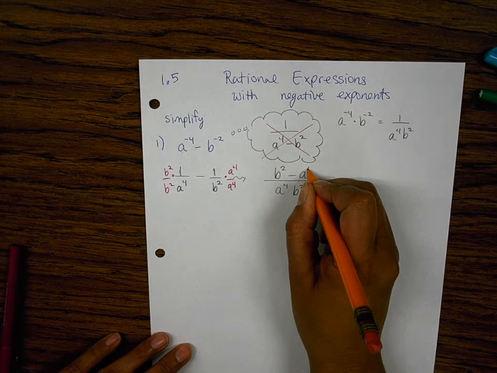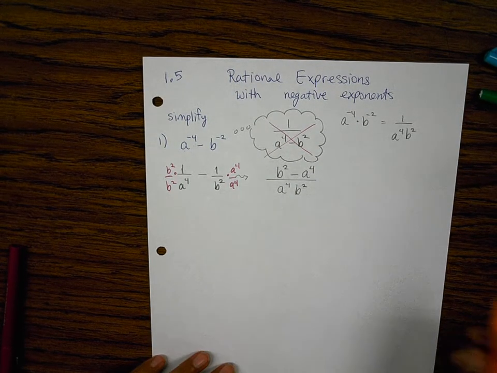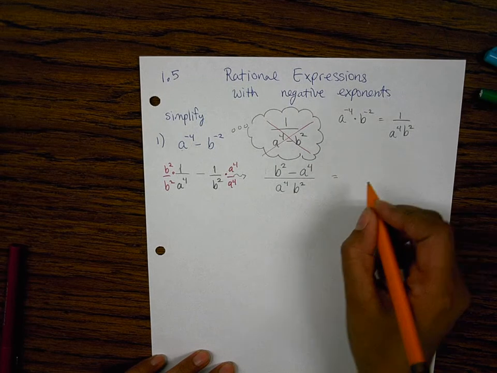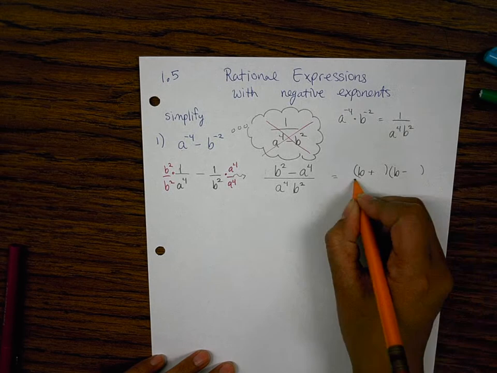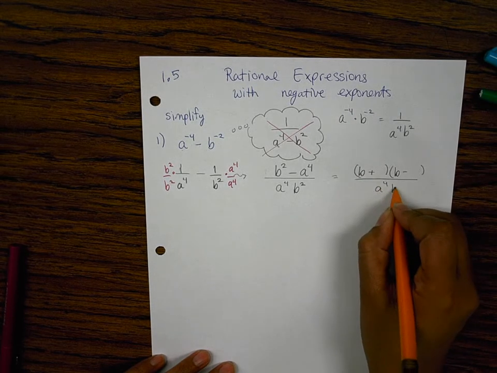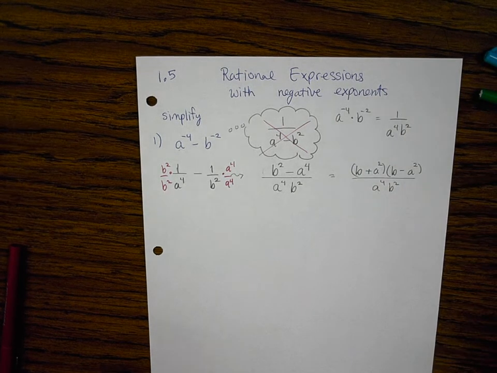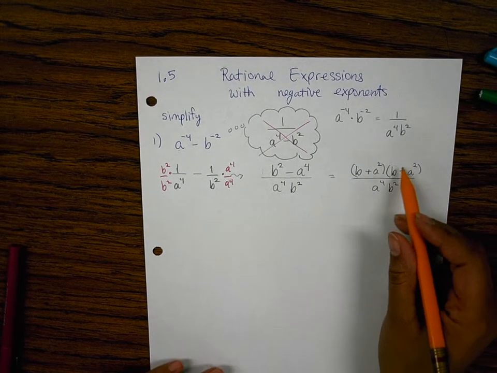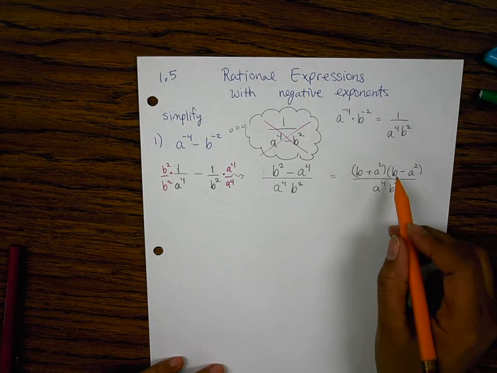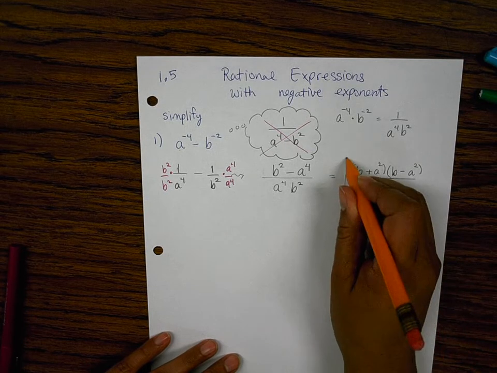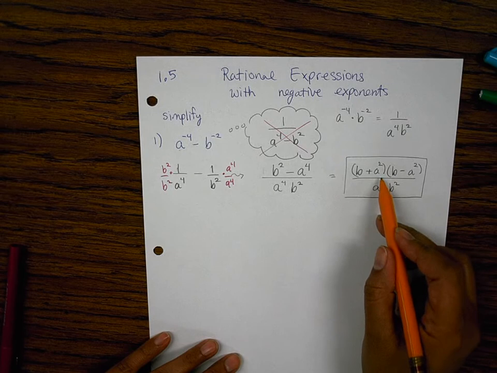All right, b squared times 1 is b squared. Take away a to the fourth times 1 is a to the fourth. And kids will say, yes, I can factor. That's difference of 2 squares. So b plus and b minus, and that's going to be a squared and a squared. I cannot factor any further because this looks like it can, but that's a b, not a b squared. So this is done. Can I reduce anything? No, I cannot. So this is the final answer.